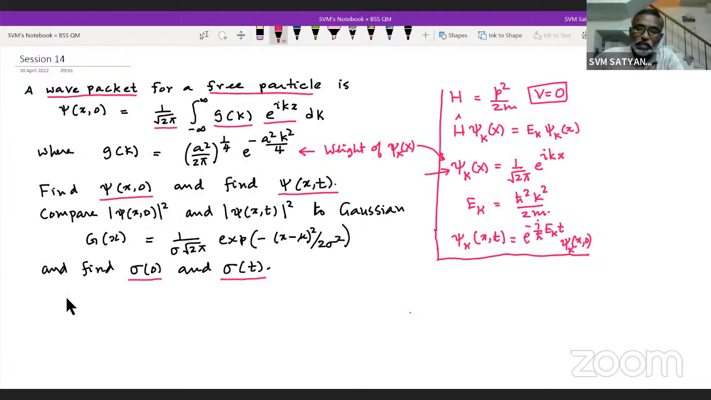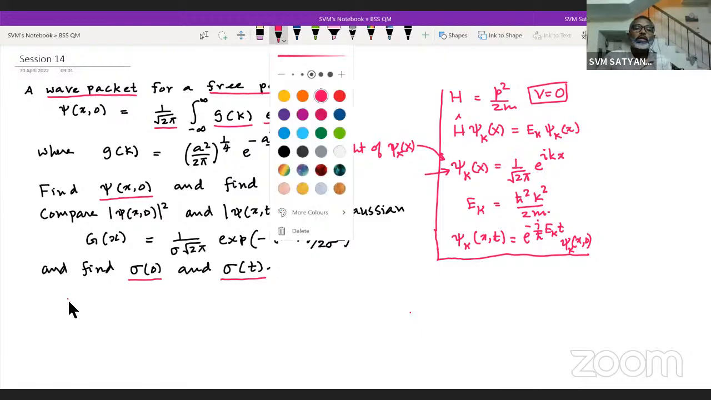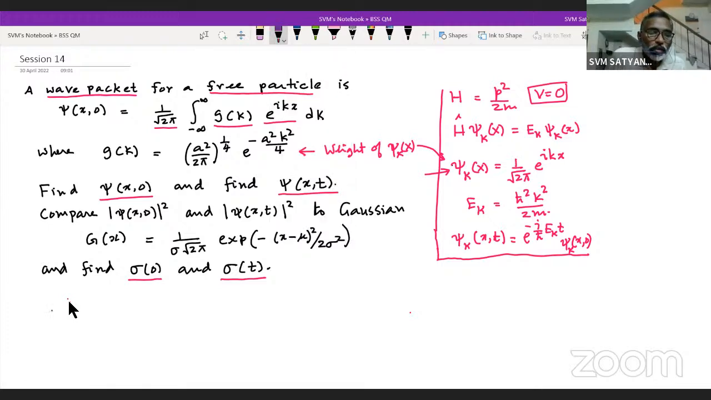Okay, so please just follow this carefully. There are only a few tricks or techniques that you have to learn. So what shall we do? We first do this problem step by step. The first step is to find out psi of x 0. What is psi of x 0? Psi of x comma 0 is equal to 1 by square root of 2 pi, and then a square divided by 2 pi to the power 1 by 4.